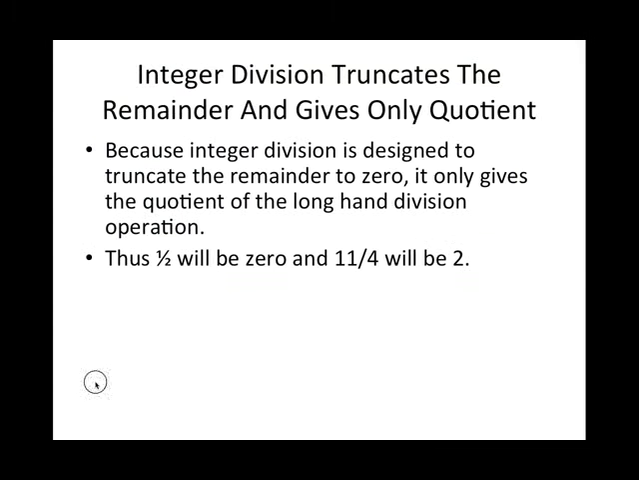But basically, truncation of the remainder is done and only the quotient is provided when we do integer division.